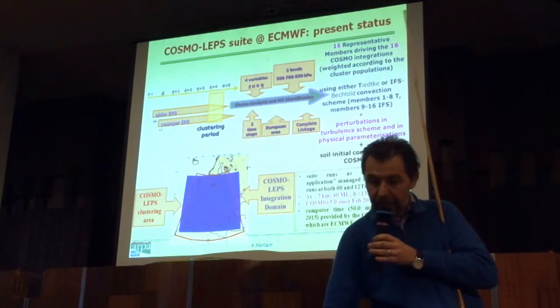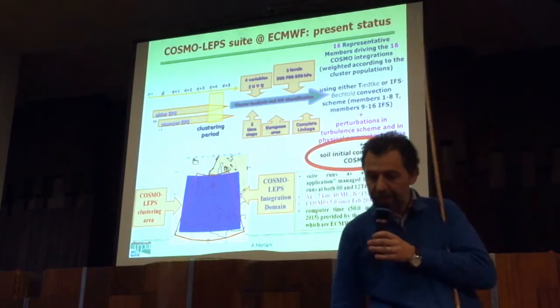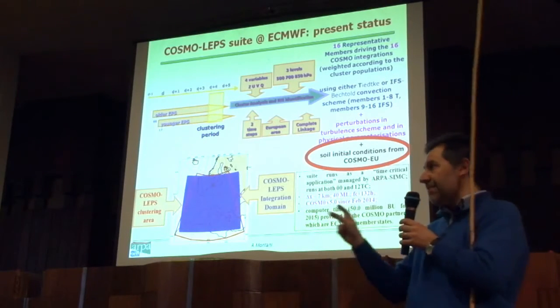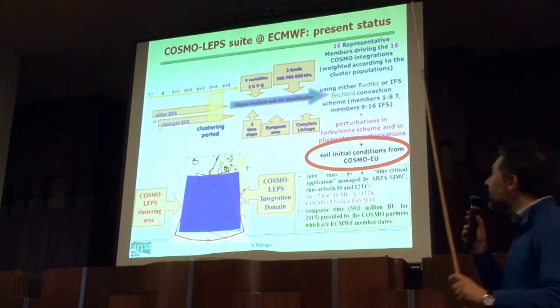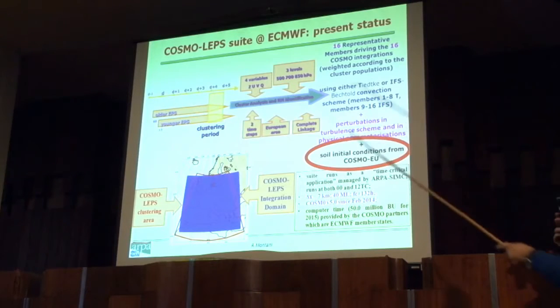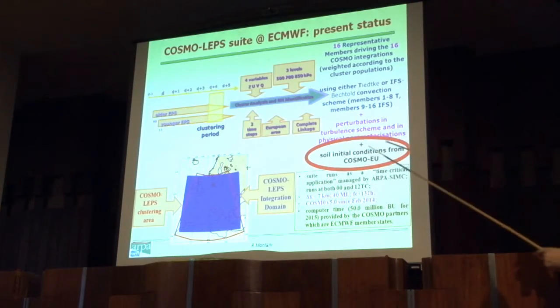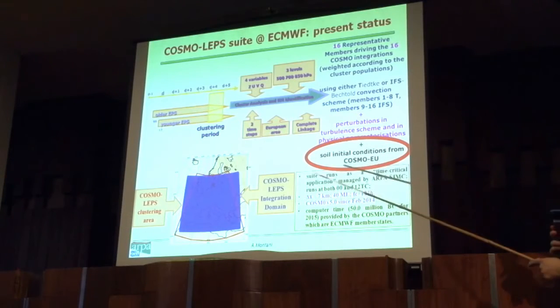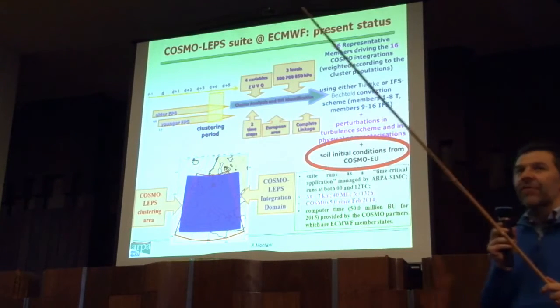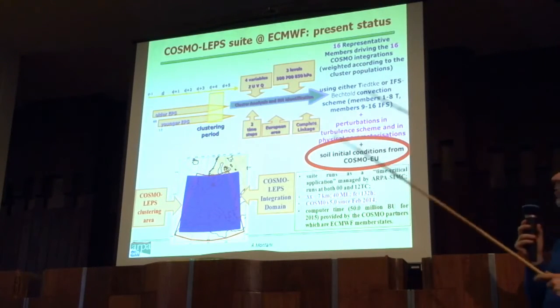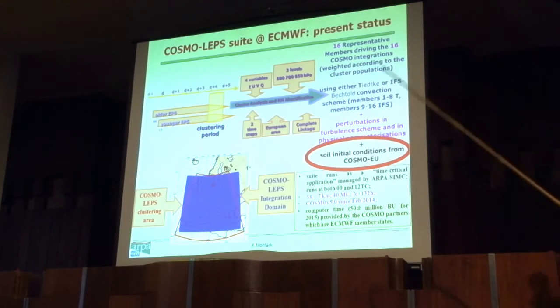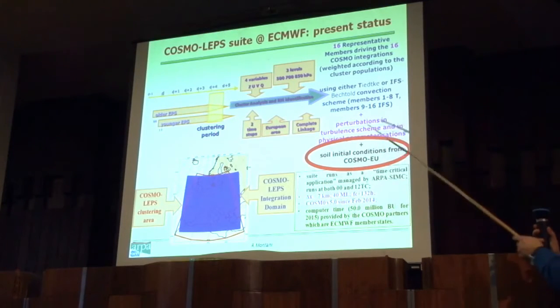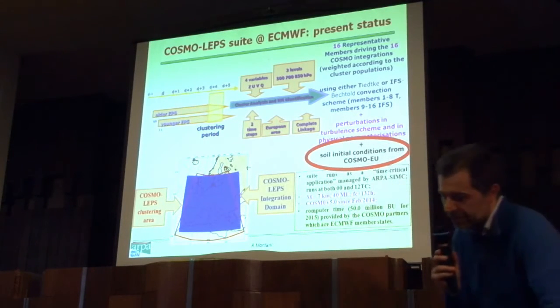And so now we have a look at some features of the system and some problems related to this. For example, we decided to take the soil initial condition from COSMO. So we have a sort of lobotomy system, a Frankenstein system, which means we have the upper level fields from ECMWF, but we take the soil not from ECMWF. Why did we do this?